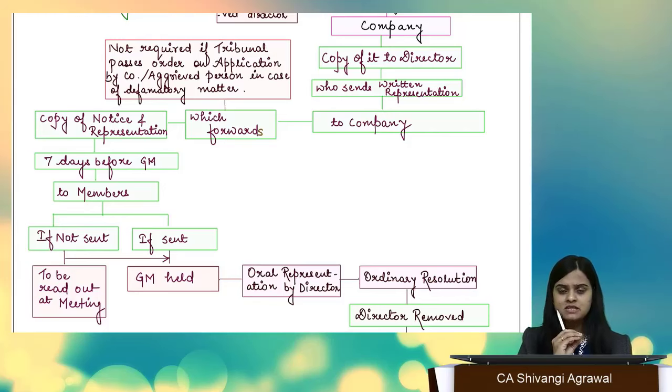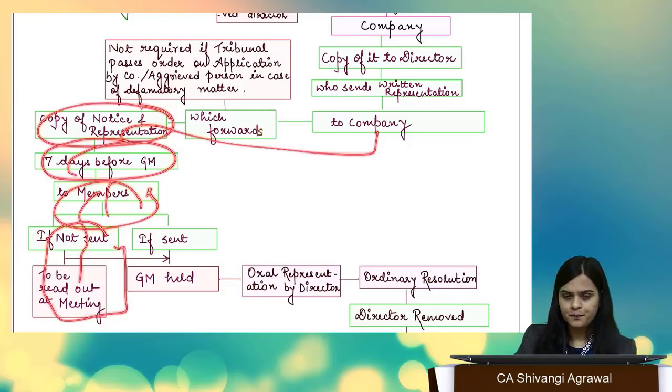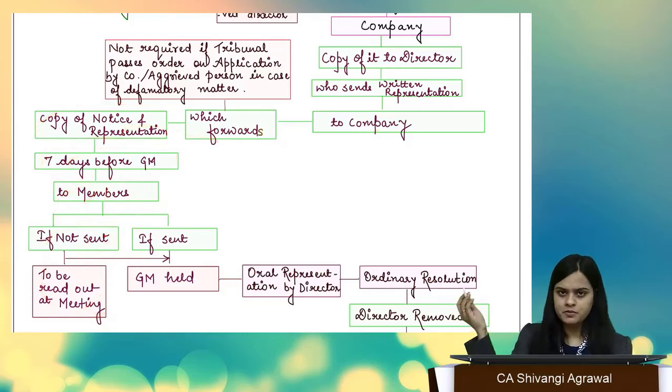So the eligible member sends special notice to the company, the company forwards the copy to the director, the director gives written representation to the company, and the company sends the written representation plus notice 7 days before the general meeting to the members. Quite possible there is a time constraint or any other thing, and the notice as well as the representation could not be sent, so it will be read out at the meeting. That's not a problem. And quite possible it is sent. Whatever the case be, the general meeting is held. By passing an ordinary resolution, the director can be removed.